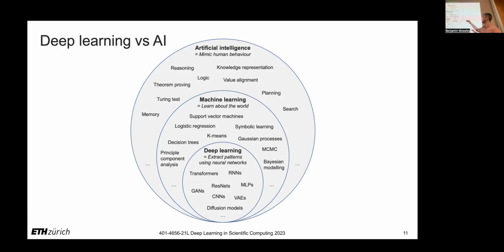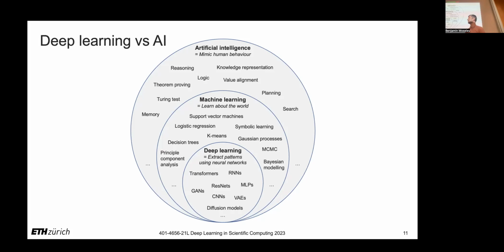Then you go down to machine learning, and this is about trying to figure out the patterns of the world and learning rules about the world. And what's important is deep learning is a subset of machine learning. So it's just one way of doing this kind of pattern extraction of the world. There are many other approaches, and you probably know of these already. So you have things like principal component analysis, support vector machines, Gaussian processes, and kind of Bayesian inference in general. These are all kind of types of machine learning.